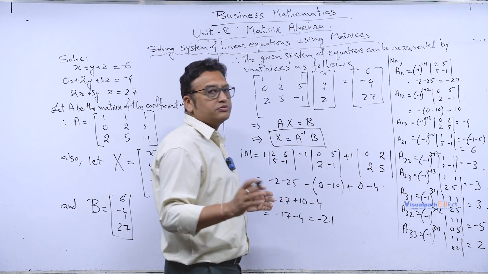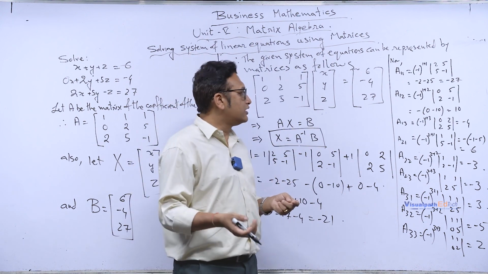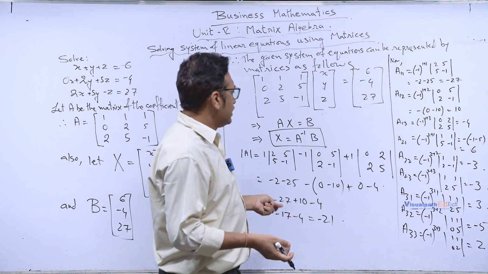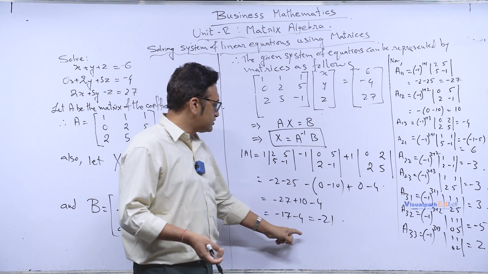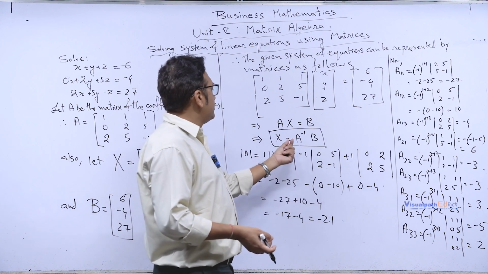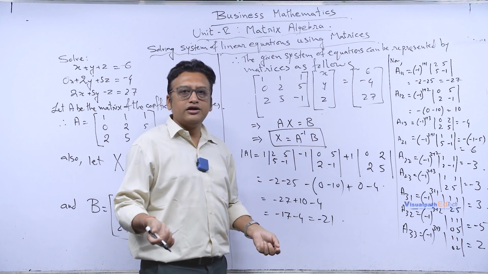Now we are going to form a matrix of the cofactors, and thereafter we will take the transpose and find out the adjoint of the matrix, and then divide by the determinant. This is the determinant, and that way we will be able to find out the A inverse. Once we get the A inverse, we will multiply with B. Okay. So let's proceed.